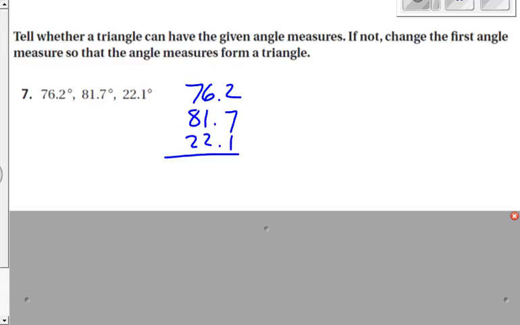So 1 plus 7 is 8, plus 2 is 10. So bring my 1 up. 1 plus 6 is 7, plus 1 is 8, plus 2 is 10. So I have 8 plus 8, 16, plus 2 is 18. So I end up with 180 degrees. So, does that equal a triangle? Absolutely. So yes, this is a triangle.